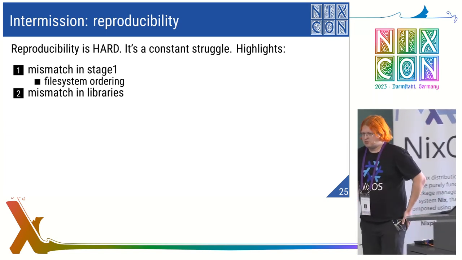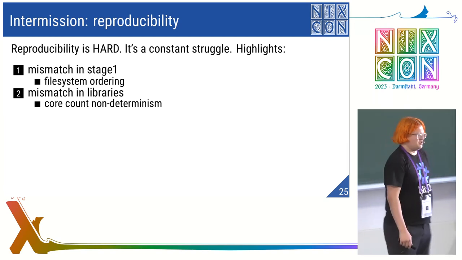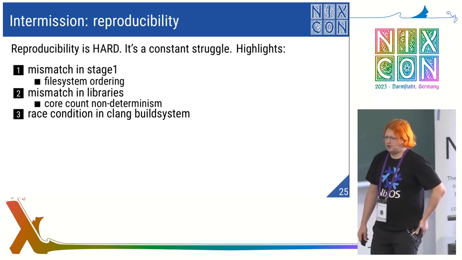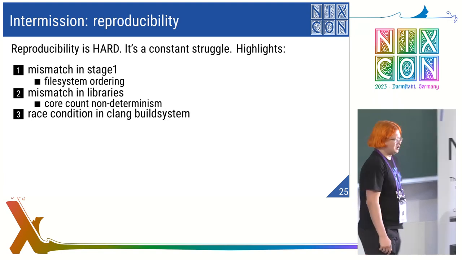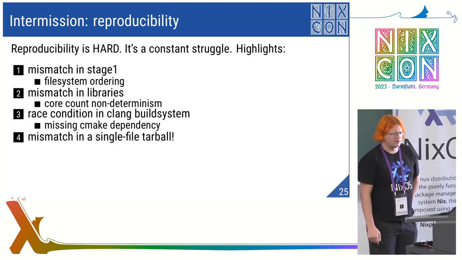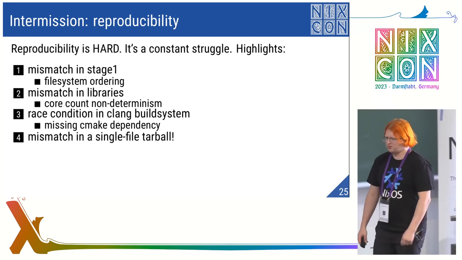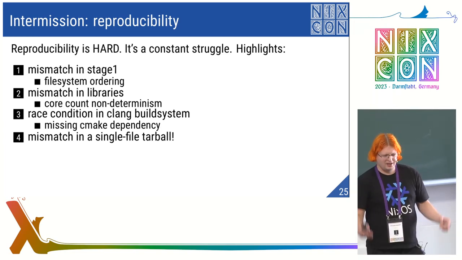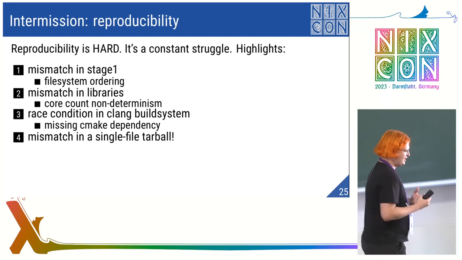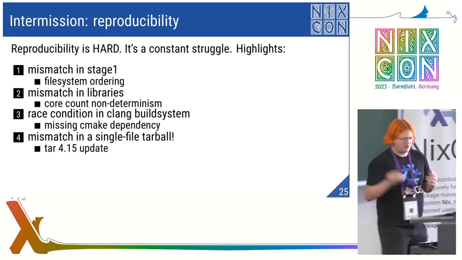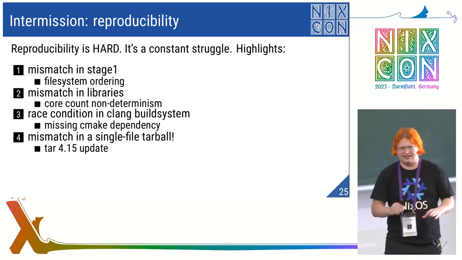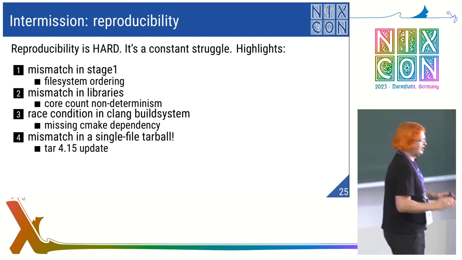I got a mismatch in libraries because some linker thought it's going to be better if we are fast, but not reproducible. I got a race condition: if you have enough cores, LLVM just doesn't compile. That's because of a missing dependency in CMake, it's actually easy to fix when you know all these ugly things. At some point, one cursed morning, I got a mismatch which I traced back to packing a single empty file into a tarball and getting two different hashes. And this one was because of a tar 4.15 update when they just broke the format for whatever reason, even if you follow all the guidance from the documentation about creating reproducible tarballs.